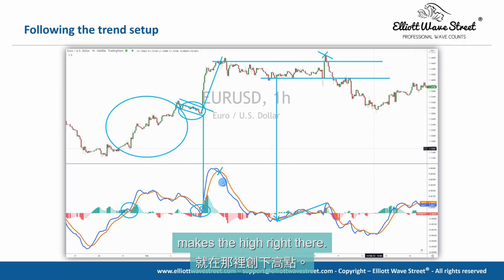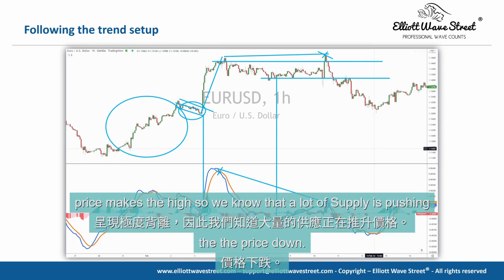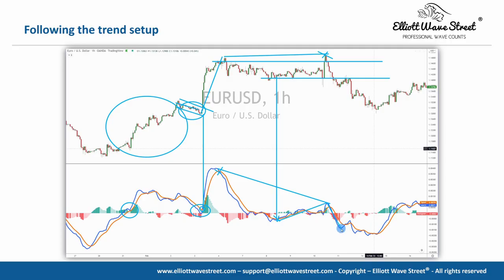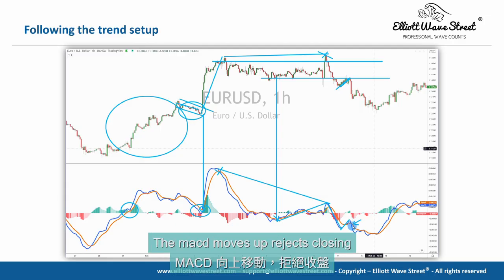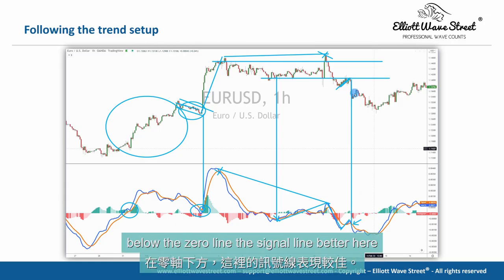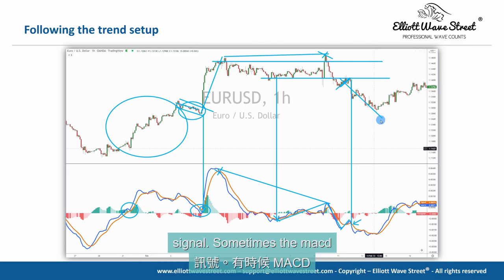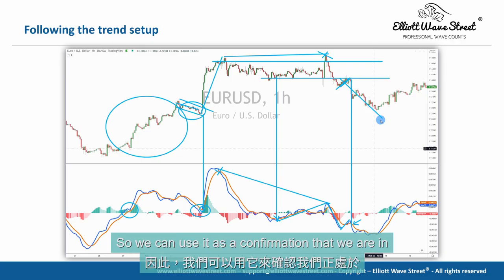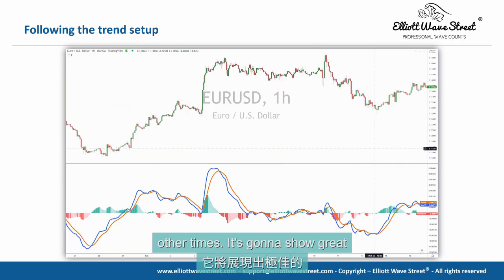It's extremely divergent when the price makes the high, so we know that a lot of supply is pushing the price down. We have the MACD crossing under the 0 line. We have this corrective. The MACD moves up, rejects, closing below the 0 line, the signal line better here, and that's the continuation signal. Sometimes the MACD is going to lag a lot, so we can use it as a confirmation that we are in a short trade and we will have a better confirmation. Some other times, it's going to show great setups.